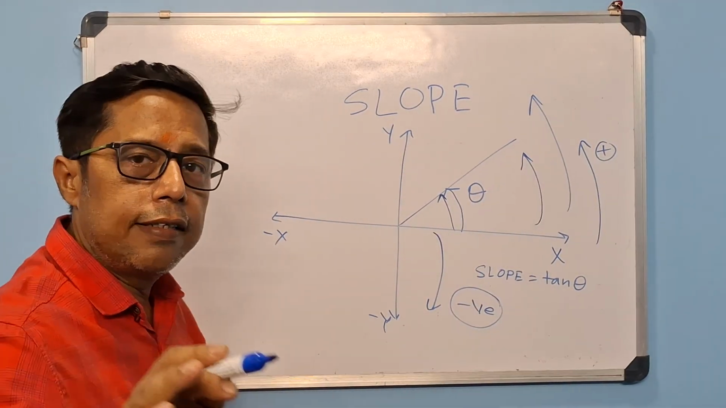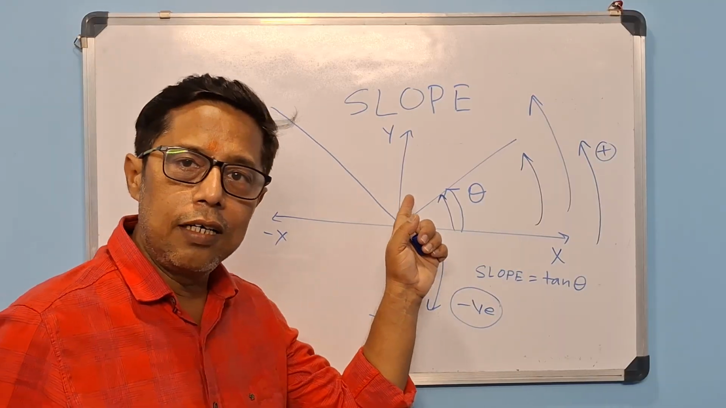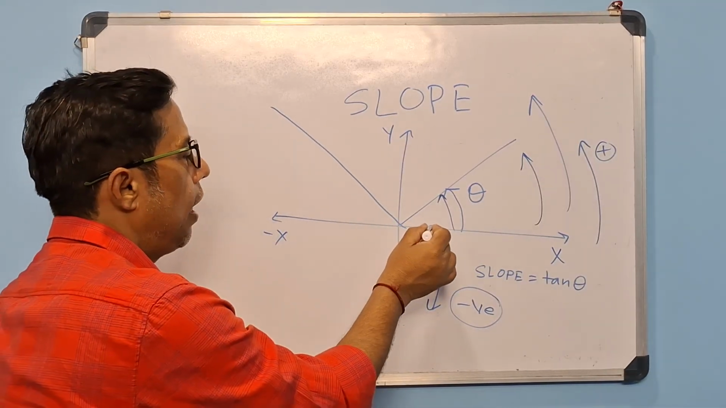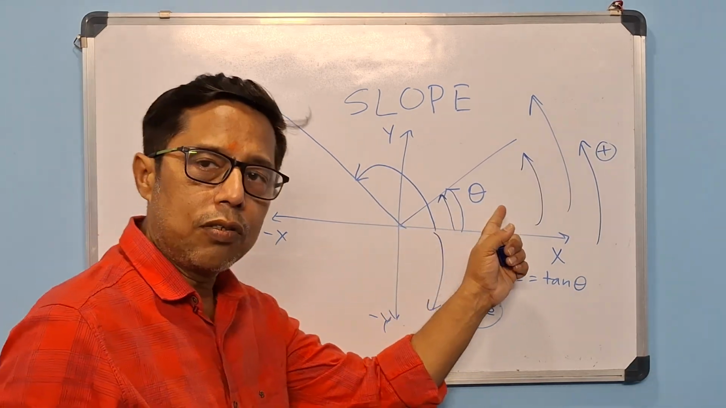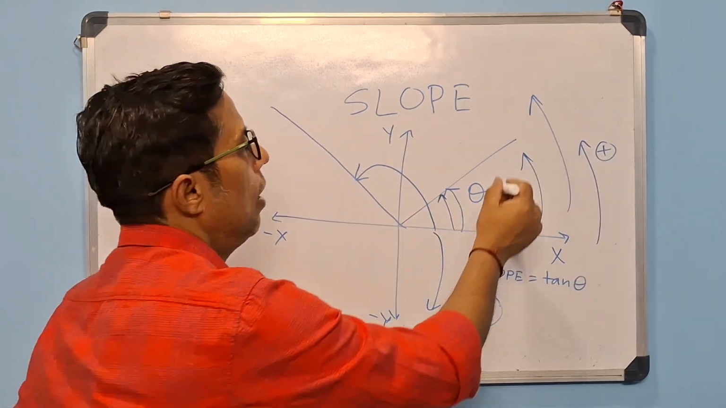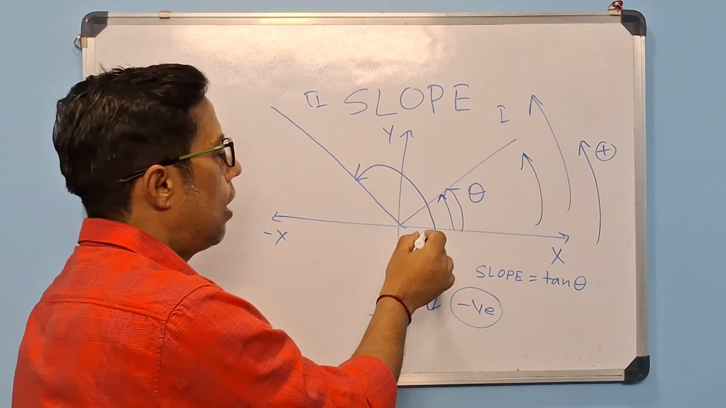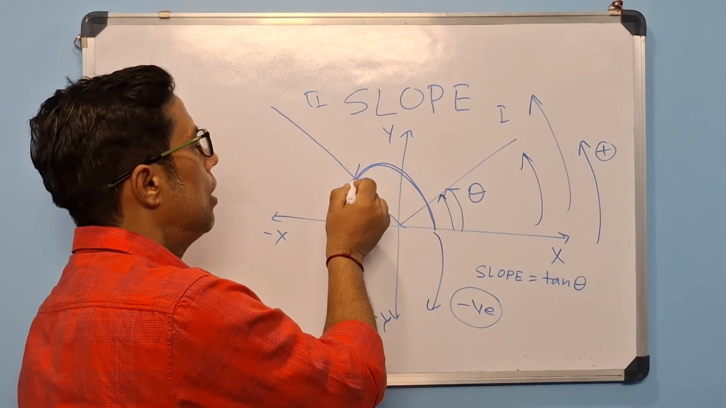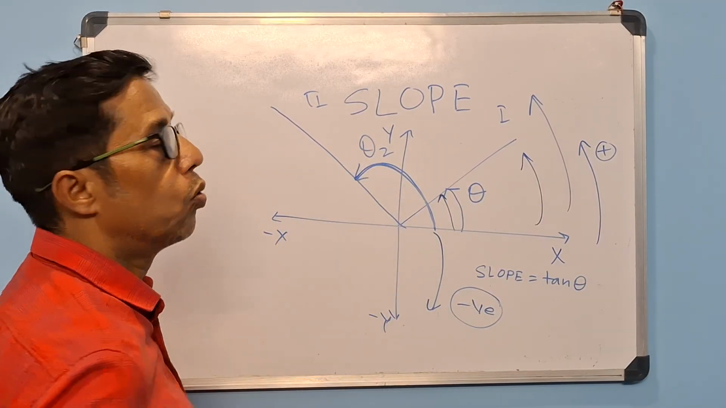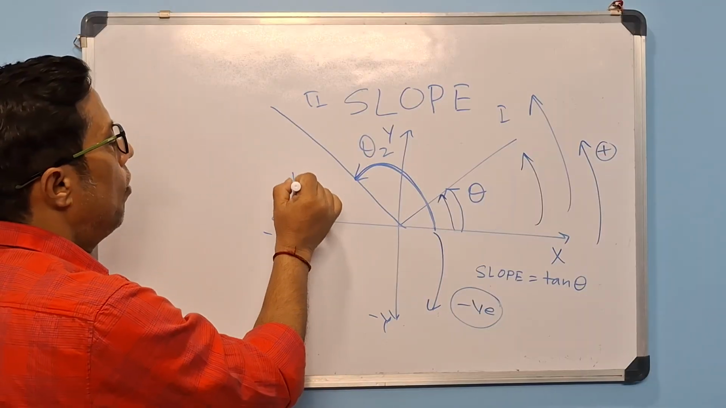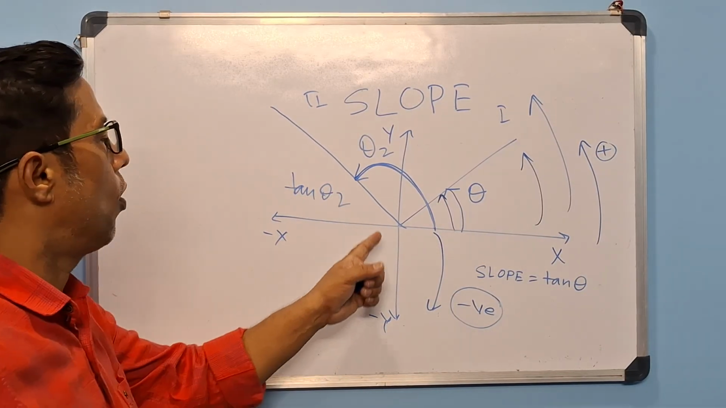Now let's take one more line. If you have a line like this, what will be the slope of this line? You have to move theta from the x-axis, starting from the first quadrant. This is the first quadrant, and this is the second quadrant in the coordinate system. Starting from the first quadrant, if you move till this line, the whole angle will be, let's say, theta 2. So the slope will be tan theta 2.